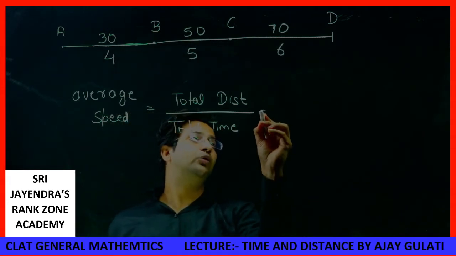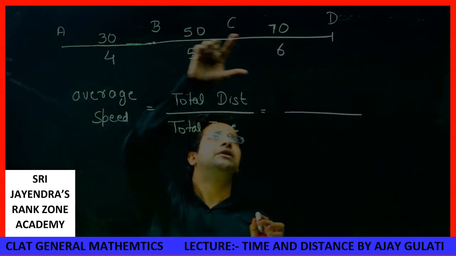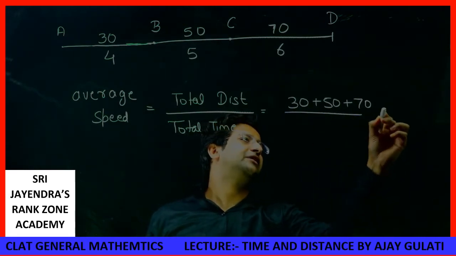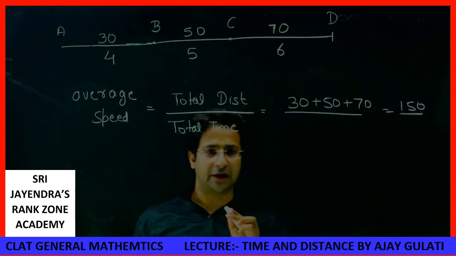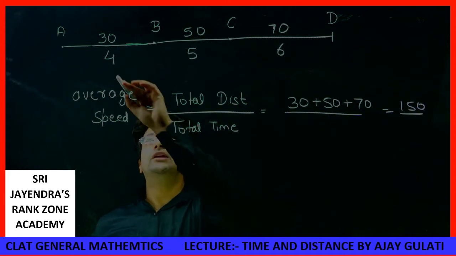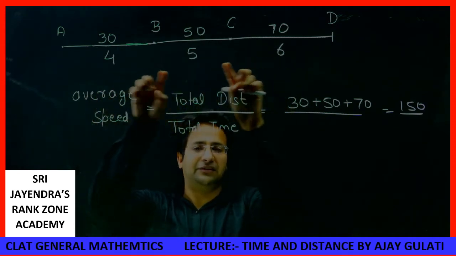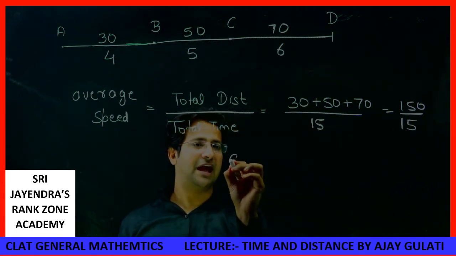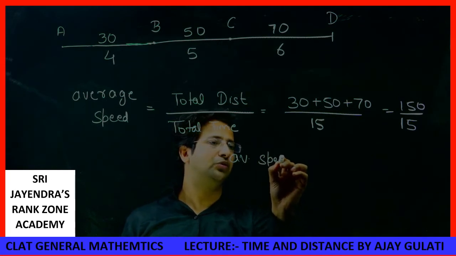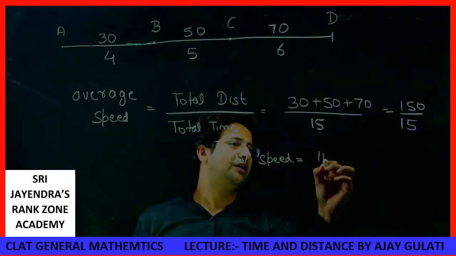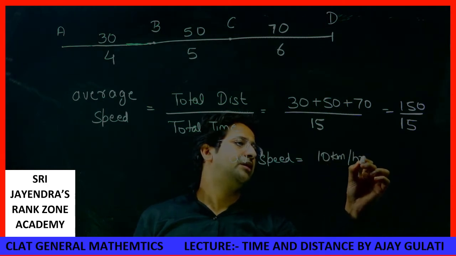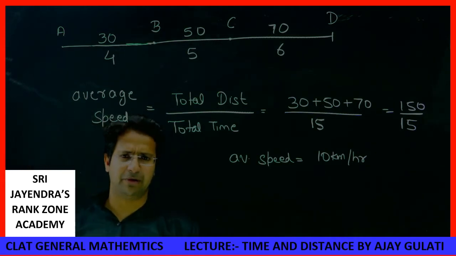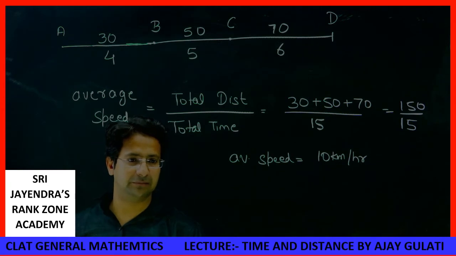So now what is my total distance? The total distance covered is 30 plus 50 plus 70. This is 150 kilometers. So far clear to everyone. What is the total time? Total time taken is 4 plus 5 plus 6. 4 plus 6 is 10 hours. 10 plus 5 is 15 hours. Over 15 hours. So what is the average speed? Average speed is equal to total distance upon total time, or I can say 10 kilometer per hour. I hope everyone has got it very easily. A basic example, we have covered it very easily. I'm moving on to the next example.